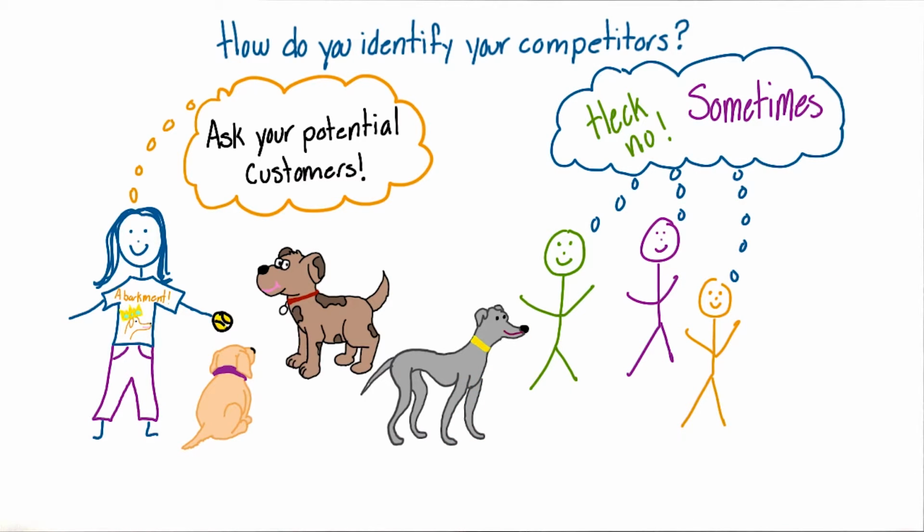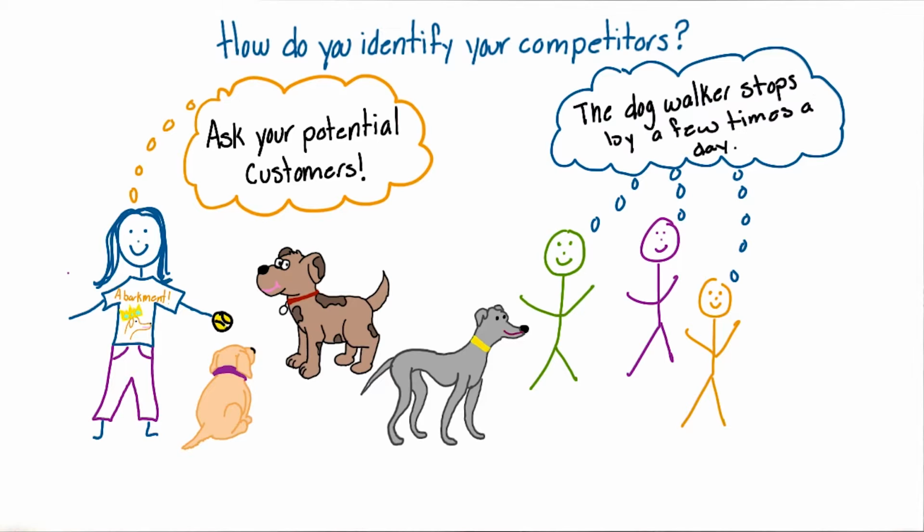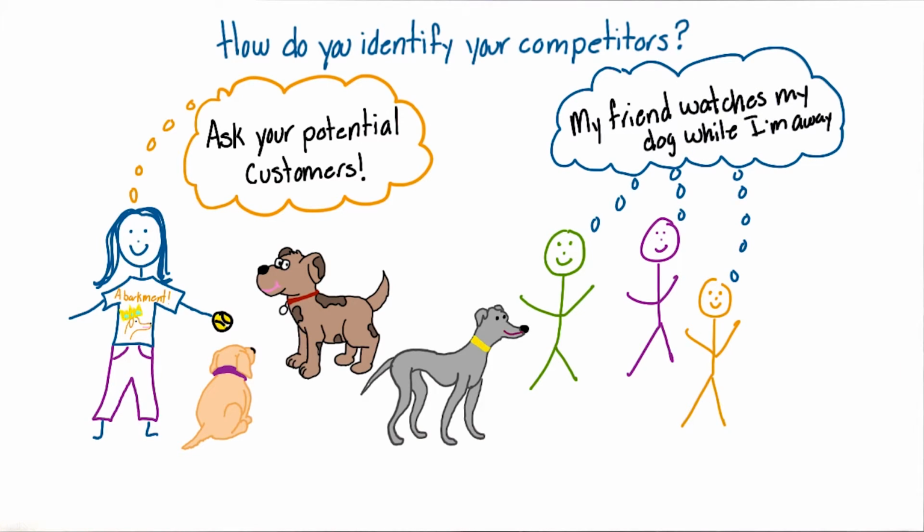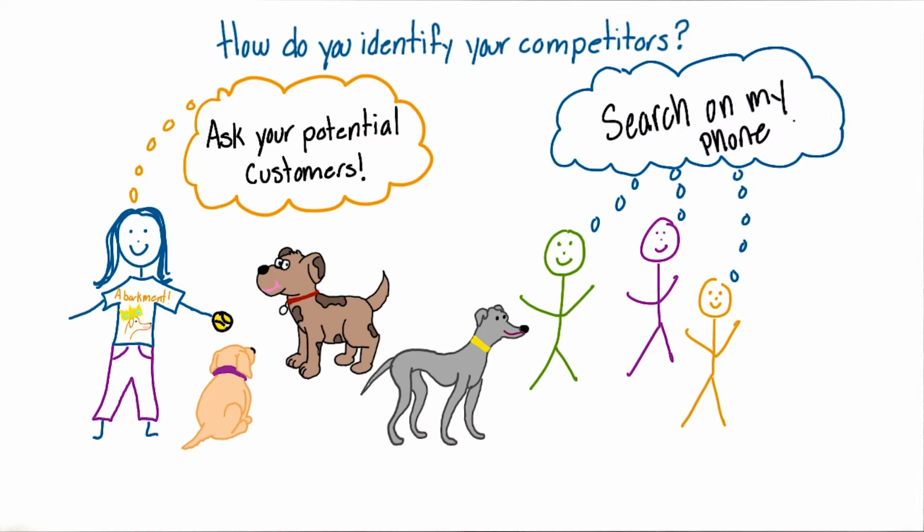We can ask them, do you take your dog to a kennel? Do you get your dog walker to come a few times a day when you're out? Do you ask your friends to watch your dog when you're gone? We can try to find out how they do research to figure out where to put their dog. Maybe it's just word of mouth between people. Maybe they go online. Maybe they ask each other at the dog park.